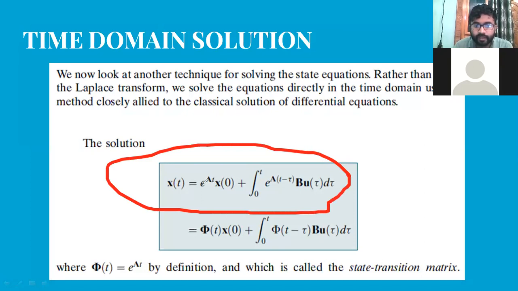Here e power at has its own significance, and this is called state transition matrix, and its symbol is phi of t. Phi of t is the e power a t. It is the state transition matrix. Very, very important matrix throughout the state space analysis. We will definitely get a question.